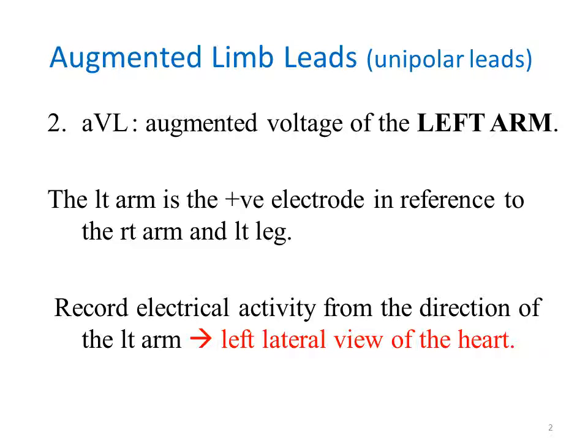AVL, augmented voltage of left arm. The left arm is the positive electrode in reference to the remaining. What are the remaining? Right arm and left leg. AVL from the left records the electrical activity from the direction of the left arm and provides a left lateral view of the heart.